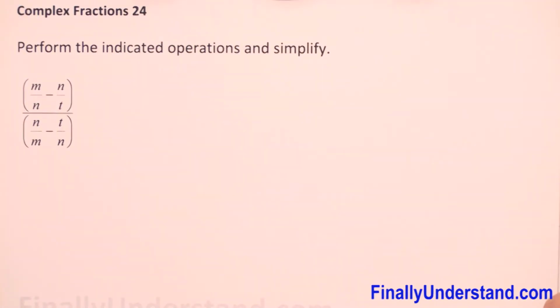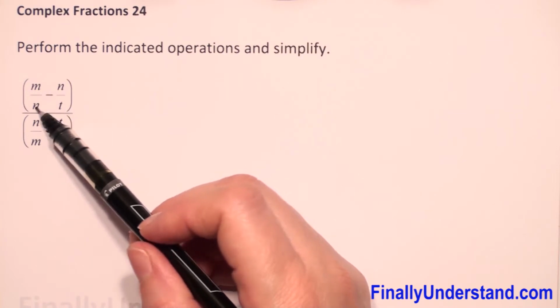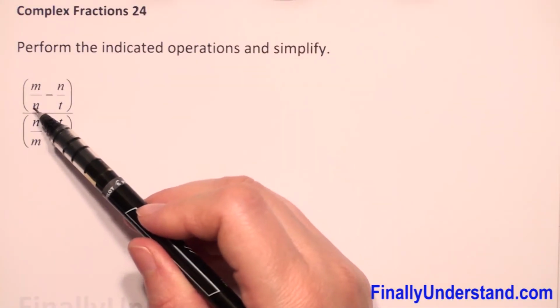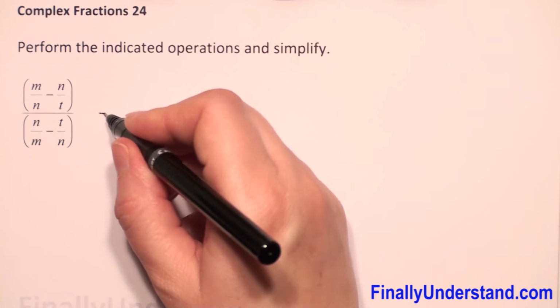We have given a complex fraction. First, we have to check if we can do some operations in the numerator and in the denominator. Because we have subtraction of algebraic fractions, we need to have a common denominator. We have n and t, so the common denominator will be nt. So this is equal.